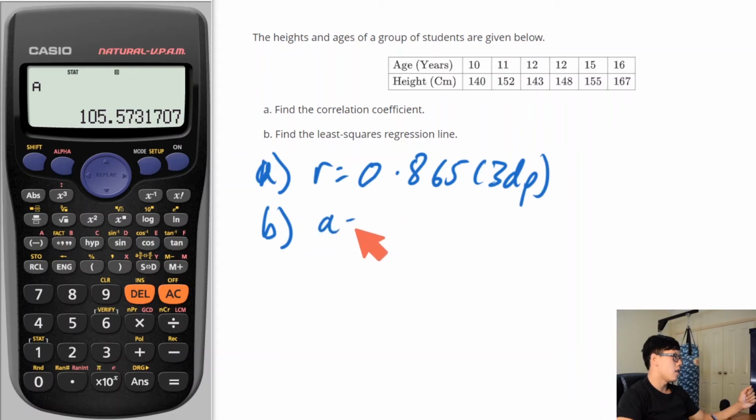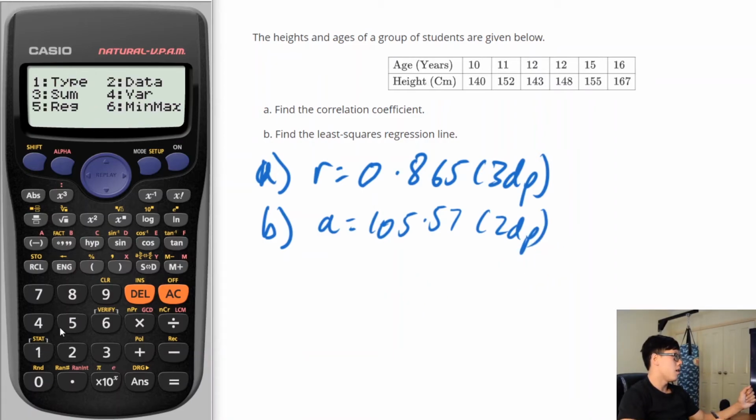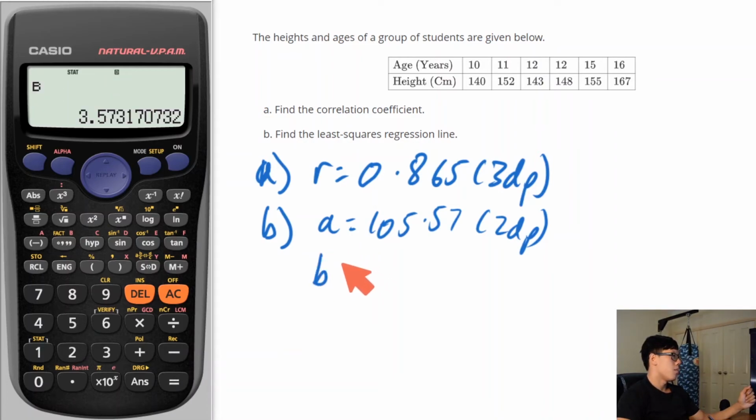Okay, so A is equal to 105.57, 2 decimal places. Now I'm going to get my B, Shift 1, 5 for regression, 2 for B, equal sign. B is equal to 3.57, 2 decimal places.